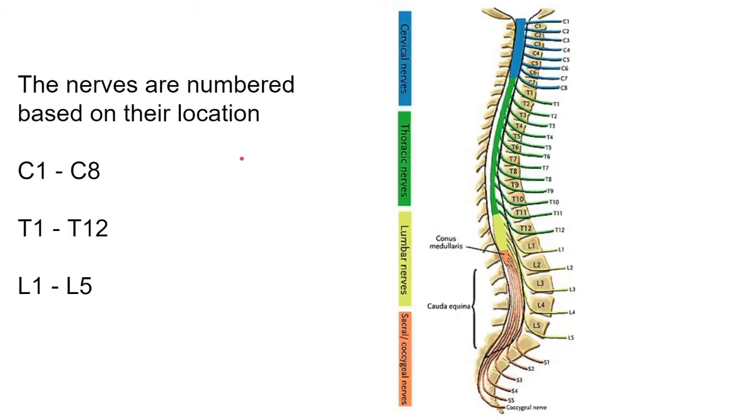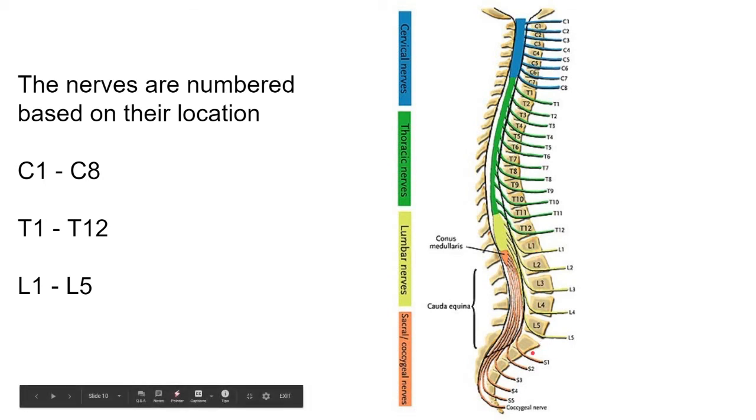The nerves are numbered based on their location, just like the vertebrae were numbered based on their location. So your cervical nerves, 1 through 8, so cervical nerve 1 is above 1, then 2, 3, 4, 5, 6, 7, 8 is at the bottom of 7. And then T1 actually starts below. So T1 through T12 are all below. Same with the L1 through L5. And then you have your sacral and coccygeal nerves at the bottom.